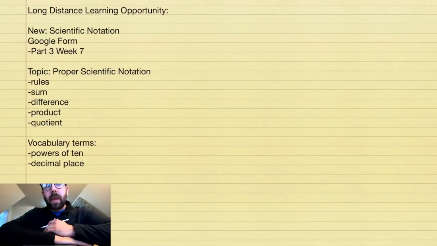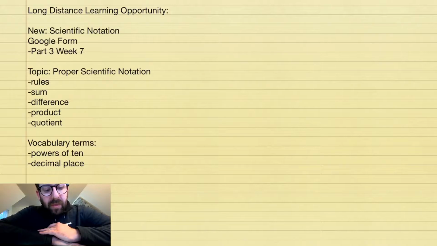What you're looking at here are the ideas we're talking about this week. We're still doing proper scientific notation, but we're going to be adding, subtracting, multiplying, and dividing them using actual decimal forms. That's what we've been working on, and I'm hoping that this makes sense, and we'll go through it.